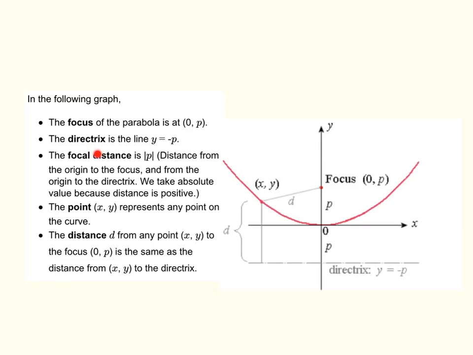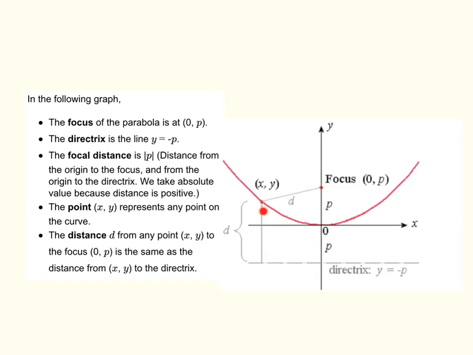The directrix is the other new word for you. The directrix is this horizontal line that is the same distance from the vertex as the focus. So this distance is P here, and this distance is P in the negative direction. So in this case, the equation of this horizontal line is y equals negative P. The focal distance, P, is the distance from the origin to the focus, and from the origin to the directrix. We take the absolute value, because distance is always positive.